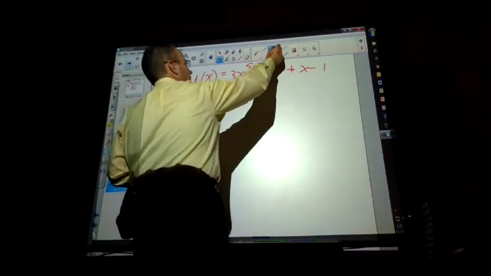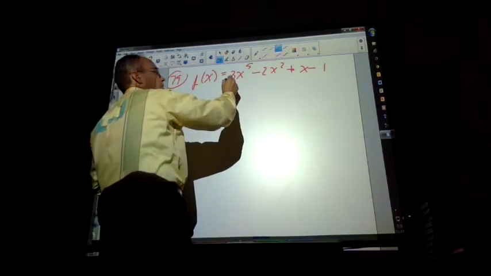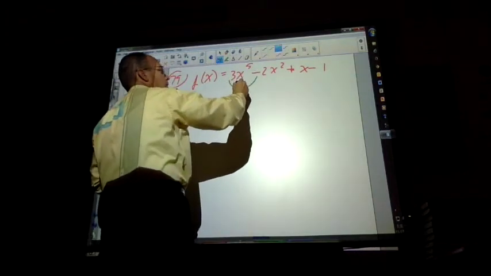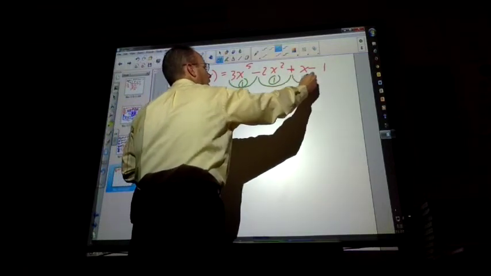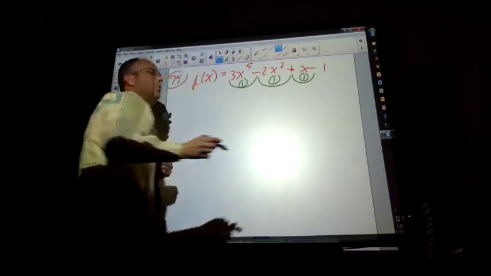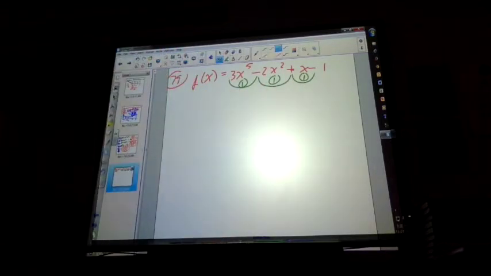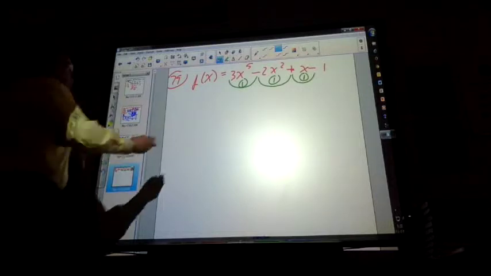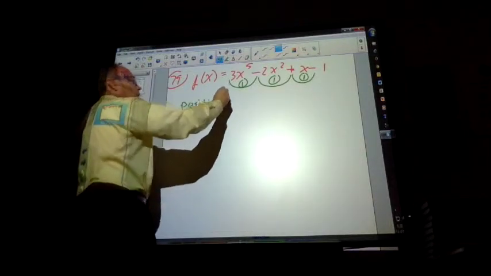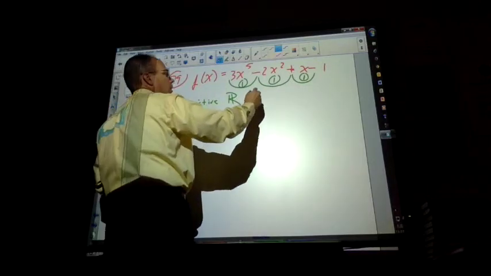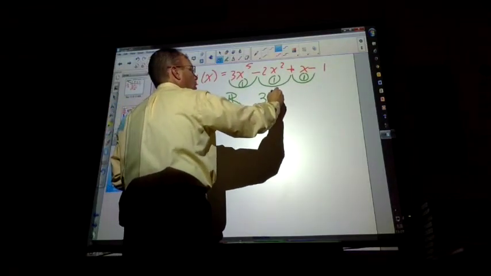we're just going to look to see if there's any sign changes just as it sits. So I went from positive to negative, so there's a sign change. Negative to positive, there's a sign change. And there. So what can you tell me about the positive real zeros possible? 3 or 1. So the positive real zeros could be 3 or 1.